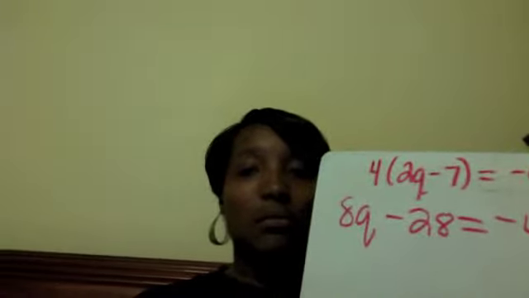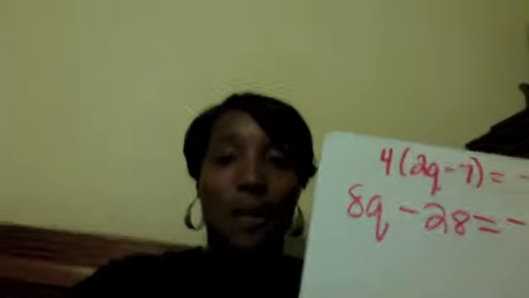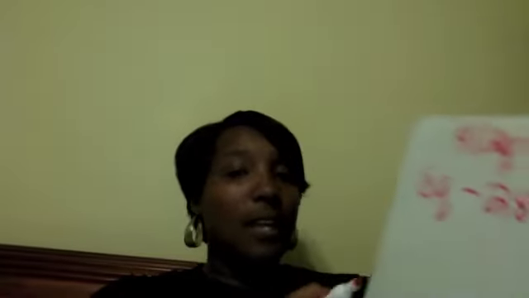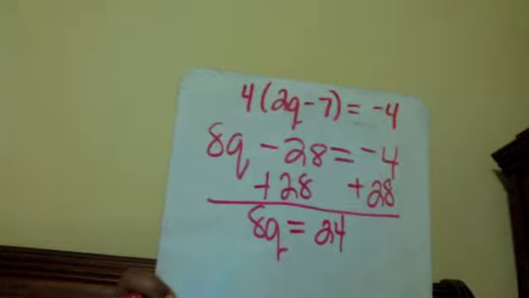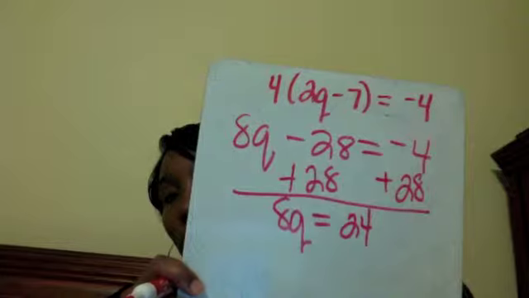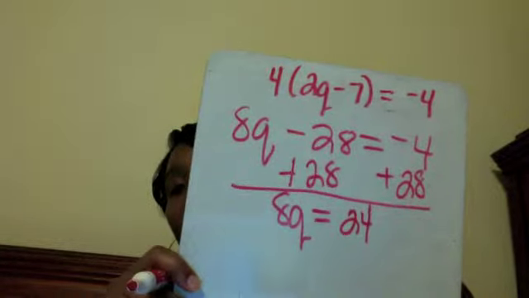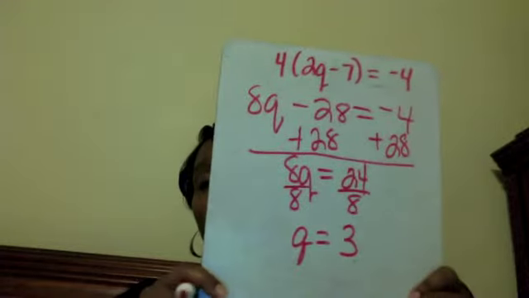So now our next step would be to add 28 to both sides. And this is 8. That would leave me with 8q is equal to 24. Okay, divide both sides by 8. And q is equal to 3.